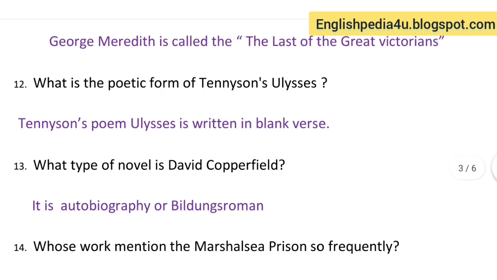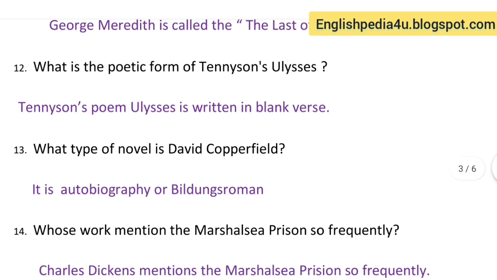What is the poetic form of Tennyson's Ulysses? Tennyson's poem Ulysses is written in blank verse. Question number 13.